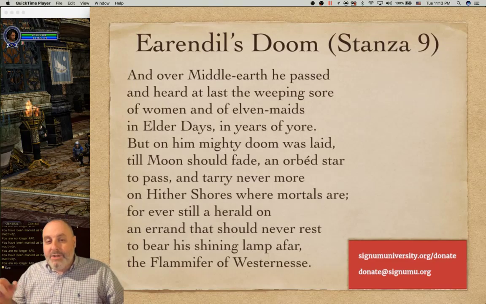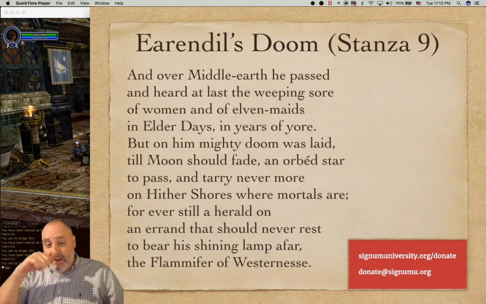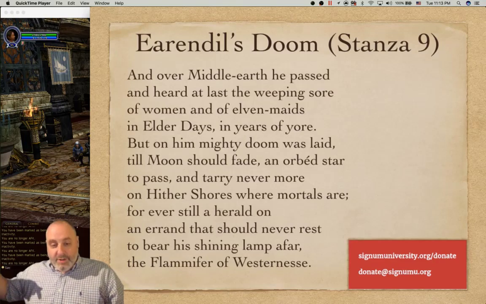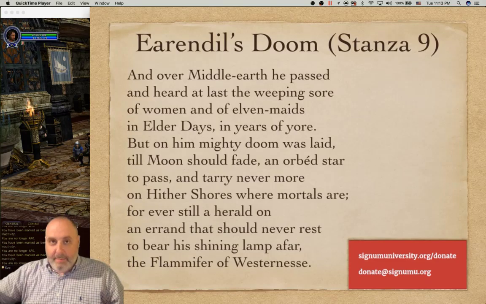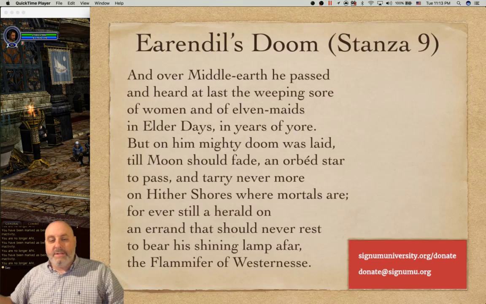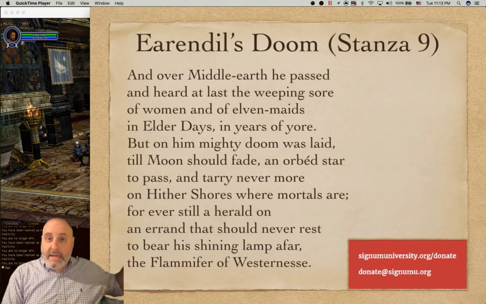On him mighty doom was laid till moon should fade, an orbed star to pass and tarry nevermore on hither shores where mortals are, forever still a herald, which is the job of a person on an errand like a person would do that should never rest, to bear his shining lamp afar, the flammifer of Westerness. His boat is ancient history.